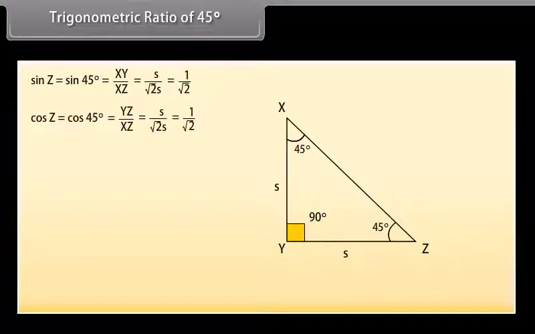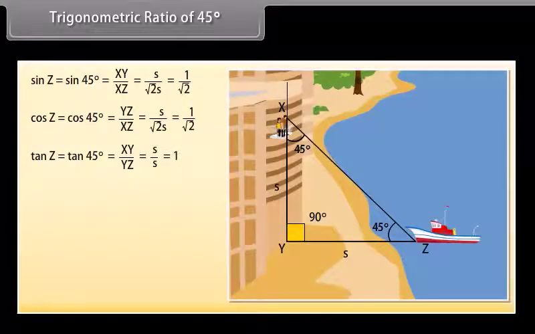Cos Z is equal to cos 45 degree, which equals YZ upon XZ is equal to s upon square root 2 s is equal to 1 upon square root 2. Tan Z is equal to tan 45 degree, which equals XY upon YZ, which equals s upon s, which is equal to 1. Recall the discussion of Vedika and Anvesha at the beginning of the lesson.